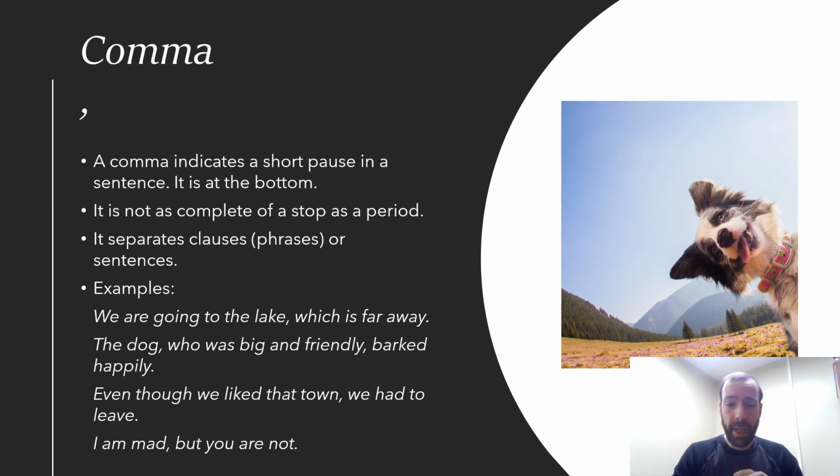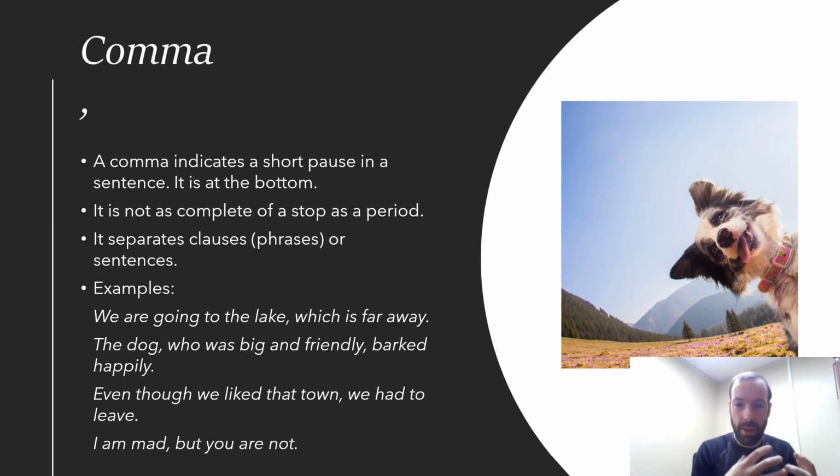The dog, who was big and friendly, barked happily. So here we've got two commas, one at each end of the clause, who was big and friendly. This is just a clause that's describing, it's telling us what the dog is like, and we've got a comma at either end, bookending this clause to keep it separate from the rest of the sentence, to show us that this is a separate clause, and it helps us to keep track of what's happening, okay?